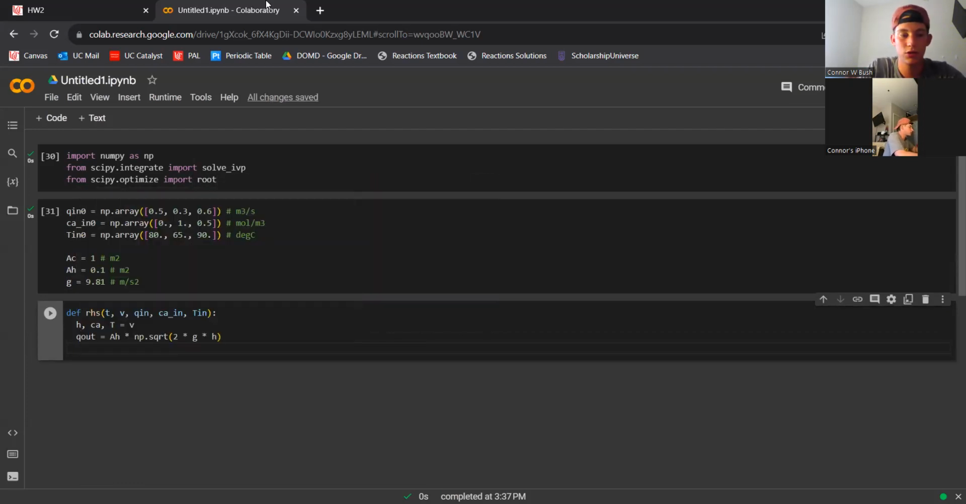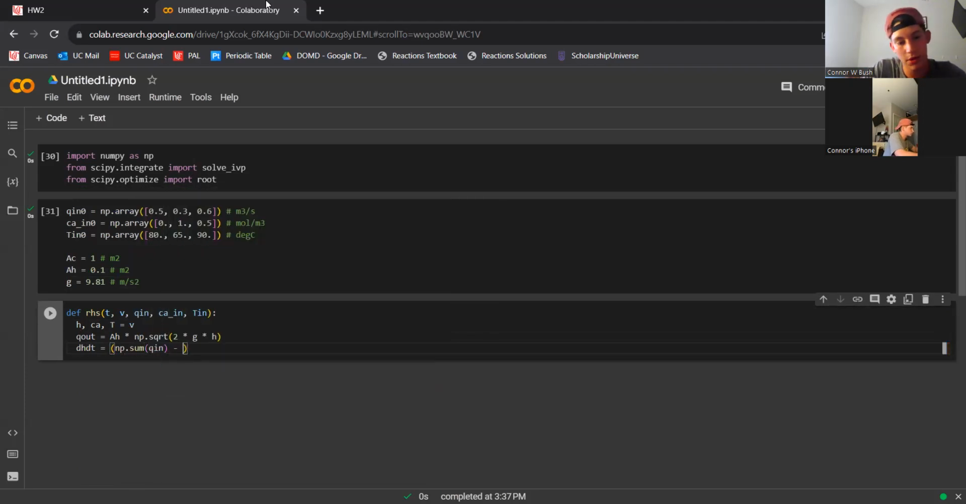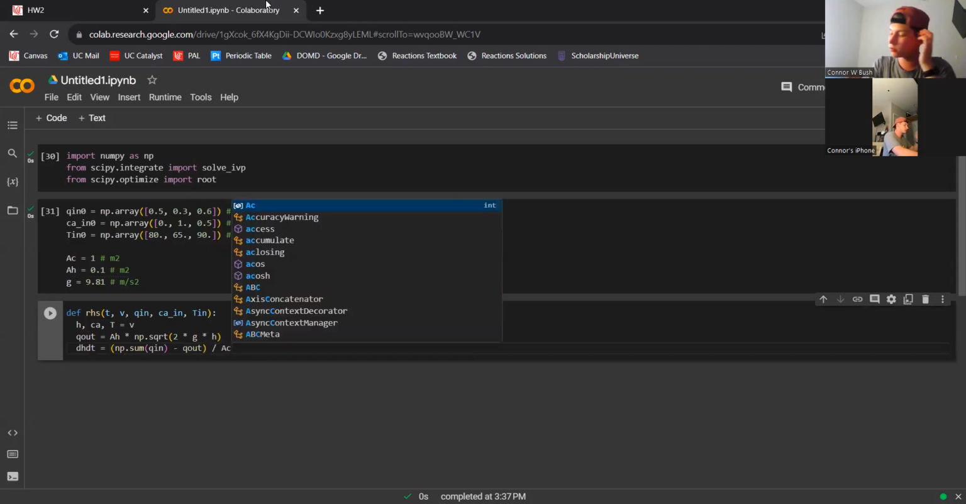So now we can do our 3 differential equations, dH/dt. That's going to equal the sum of all of the Q ins subtracted by the Q outs divided by the cross-sectional area of the tank. That one was pretty simple and straightforward.